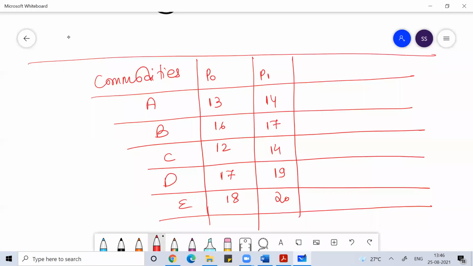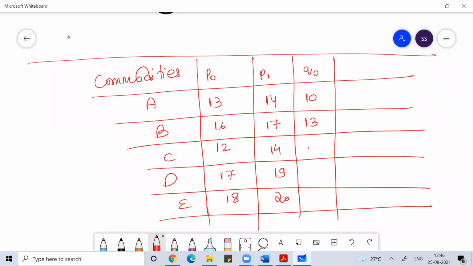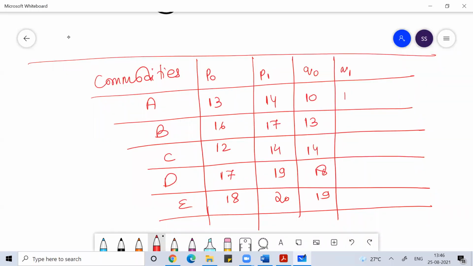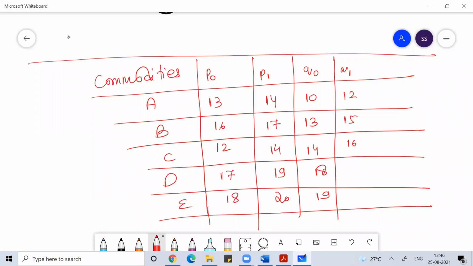Then Q naught is 10, 13, 14, 18, 19. Then Q1 is 12, 15, 16, 19, 20.